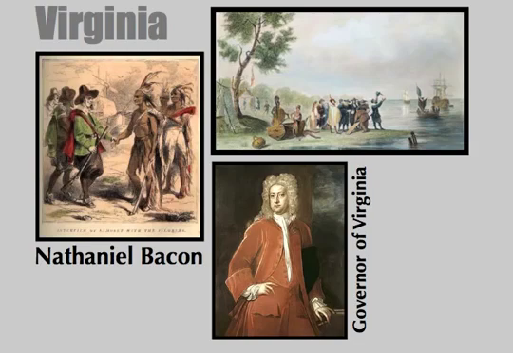He organized a group of angry farmers and frontiersmen, and they began raiding Native American villages. But it didn't stop there. He eventually turned his attention on the capital in Jamestown, attacked the capital, and tried to burn it to the ground. Now, this rebellion became known as Bacon's Rebellion, and it lasted for only a short period of time, because eventually Nathaniel Bacon dies suddenly, and the whole rebellion, the whole movement, crumbles as a result of this.